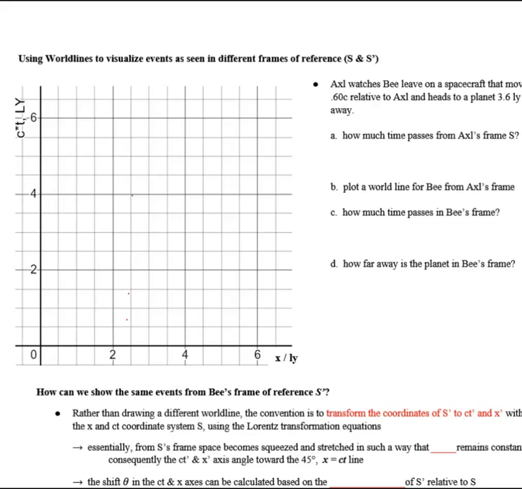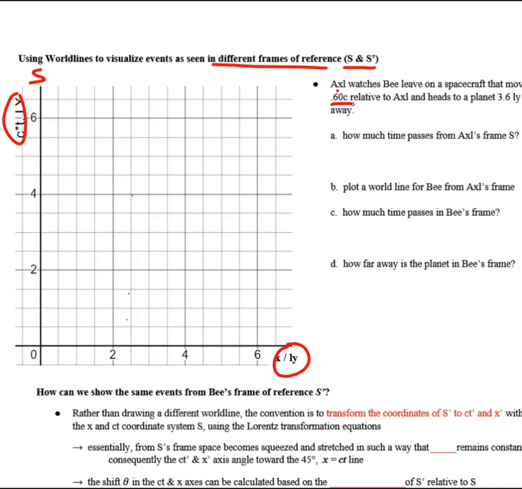Okay, so now let's use world lines to visualize events as seen in different frames of reference, S and S prime. Okay, so I have a grid here, and again, that's assumed to be S. That's the rest frame. We've got our labels right there. Light years isn't so much the important thing here. It's just that time is on one axis and X is on the other. Okay, so what's our event? Axel watches B leave a spacecraft that moves at 60% the speed of light, relative to Axel, and heads towards a planet that is 3.6 light years away.